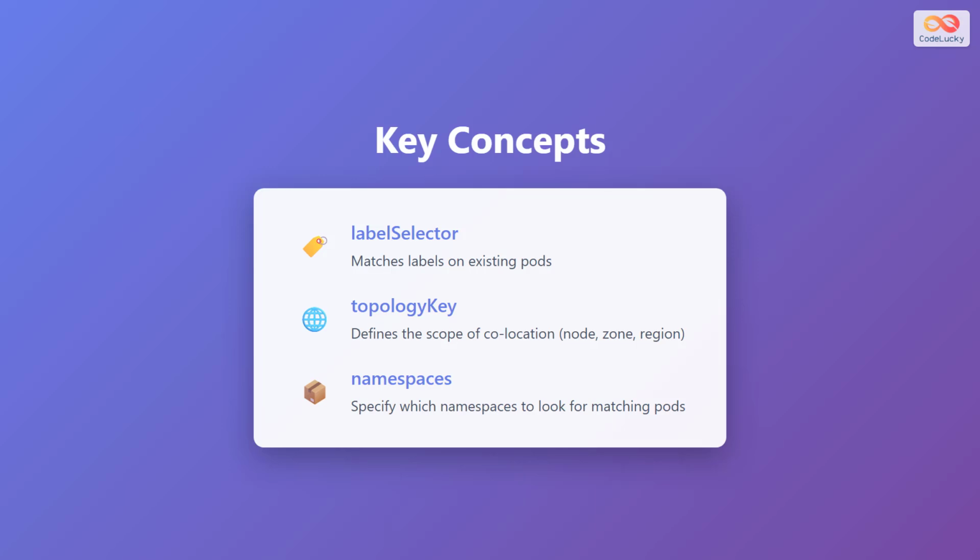Understanding Pod Affinity requires familiarity with three key concepts. The labelSelector is used to match labels on existing pods that you want to be near. The topologyKey defines the scope of colocation, such as whether pods should be on the same node, in the same zone, or in the same region. And namespaces allow you to specify which namespaces the scheduler should search when looking for matching pods.